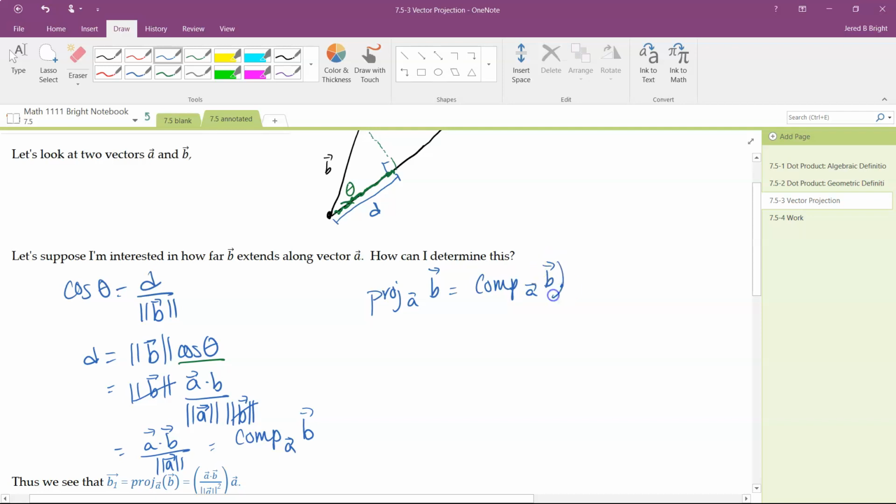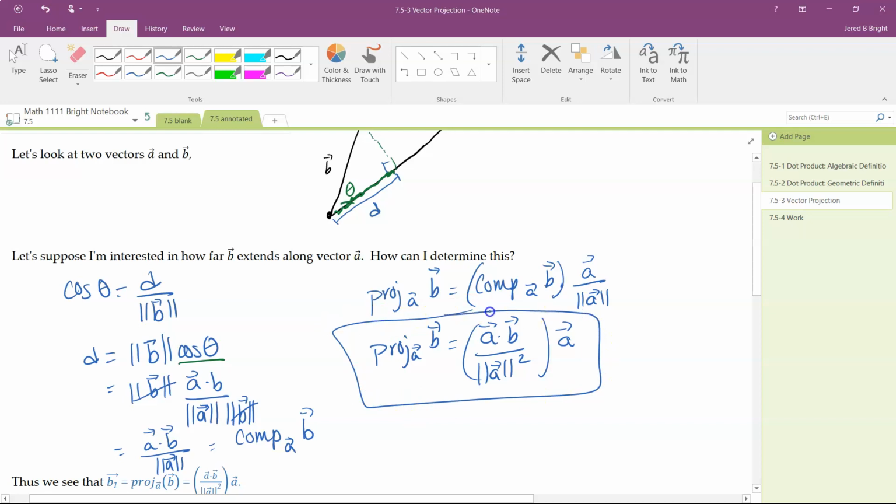So we kind of think of this as the multiple of it, but then we need to take vector A and make it into a unit vector. So when all is said and done, the projection formula ends up being A dot B over the length of A squared, since we had length of A twice in the denominator, all times vector A. If you have to remember a certain formula for projection of a vector, projecting B onto A, this is the formula that you will need to remember.